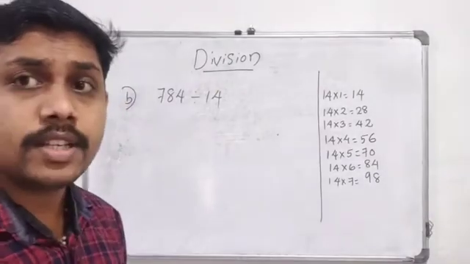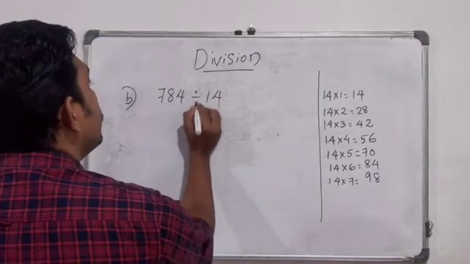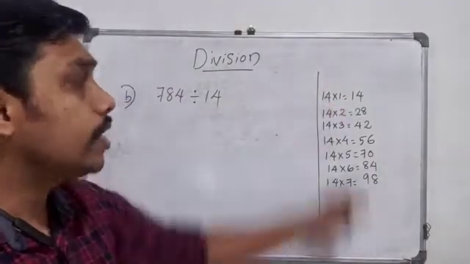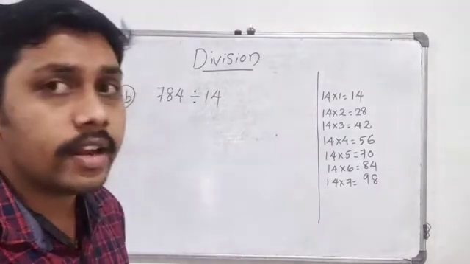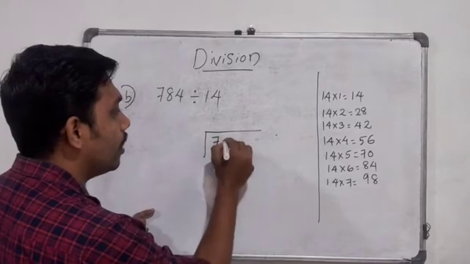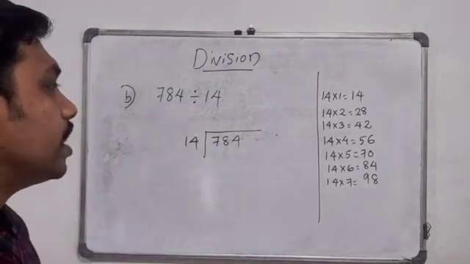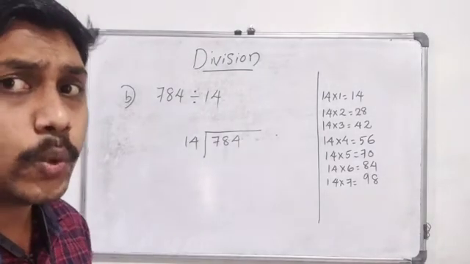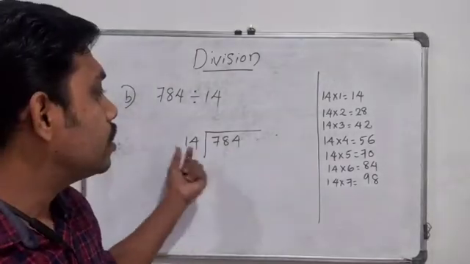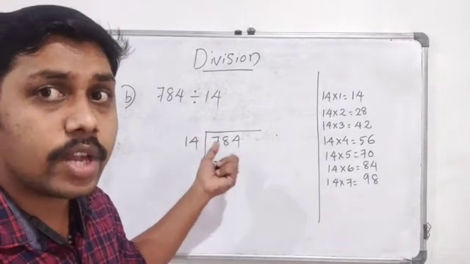Okay, next problem: 784 divided by 14. Here the divisor is 14. Then we need to know the multiples of 14. It will help to divide the number. So now we are going to divide the number 784, and the divisor is 14. 14 is a 2-digit number, so we need to take 2 digits in the dividend. So we have to take 78. Now we need to know the multiple of 14 which is less than or equal to 78.